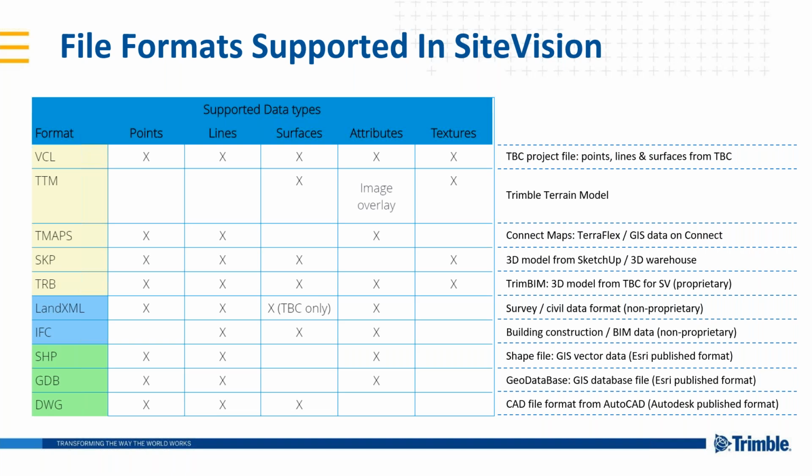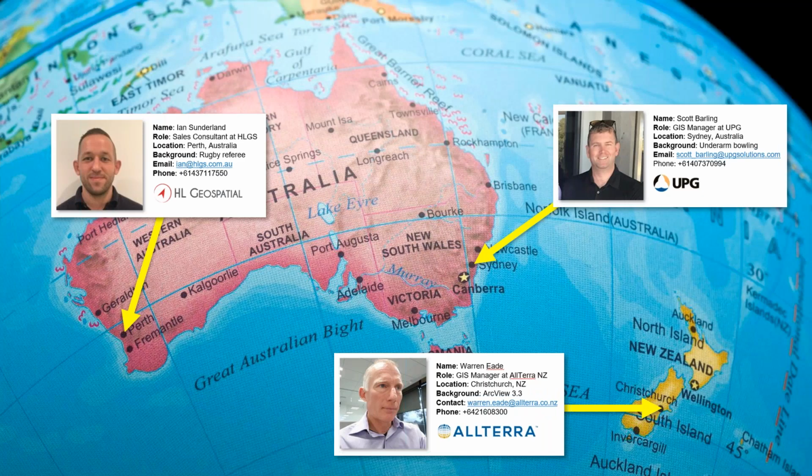So with that, I'll hand over. We'll go from west to east. I'm located in Blenheim in New Zealand, which is in the middle of the country there. So we're going to bounce across to Ian in Perth, and he's going to show us how one of his customers has been using SiteVision. Ian.